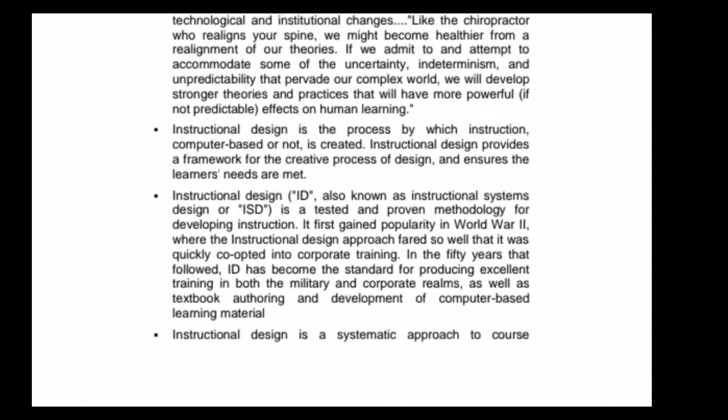Instructional design is a process by which instruction, computer-based or not, is created. Instructional design provides a framework for the creative process of design and ensures the learners' needs are met.